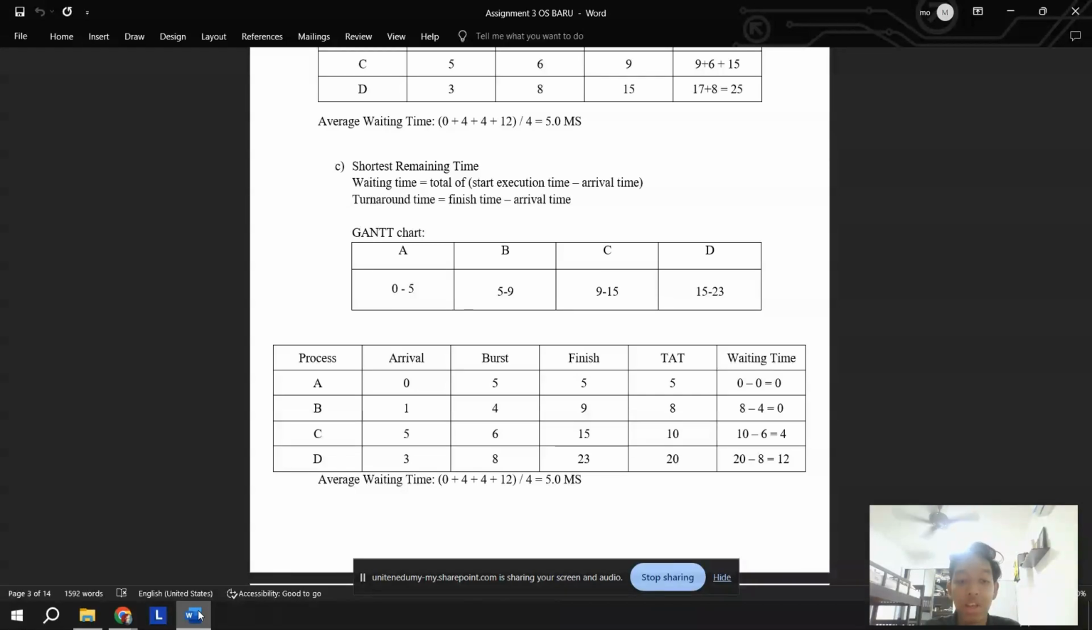Process B finishes execution at time 9. The turnaround time is equal to finish time minus arrival time, which is 9 minus 1, which is equal to 8 units. Thus, for process B, waiting time is 4 units and the turnaround time is 8 units.